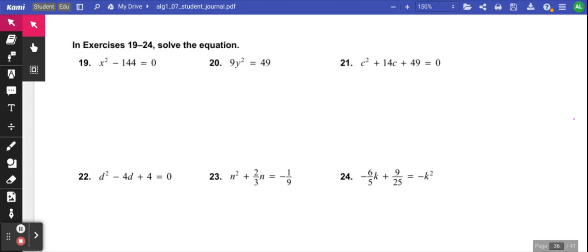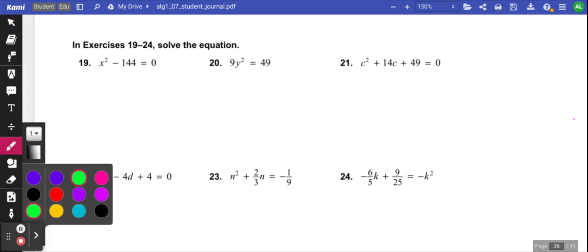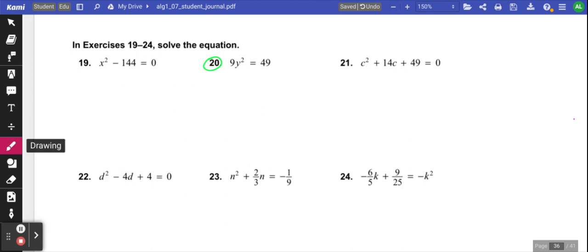So if I give you something, let's look at 20. If I give you something like this, 9y squared is equal to 49, that should set off an alarm bell when it's not equal to 0 right away. You want it to be equal to 0. You want to say, let's move that 49. Okay, I'm going to subtract it here from both sides. We get 9y squared minus 49 is equal to 0. And then now we can factor.